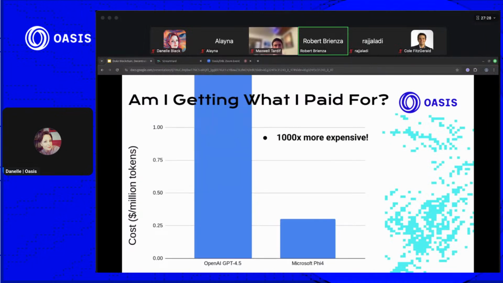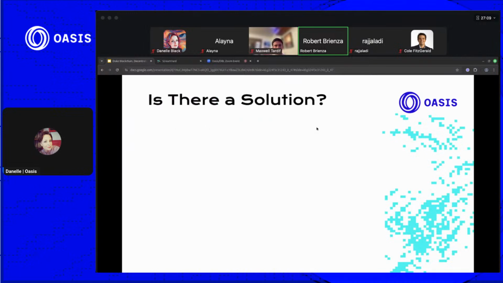1,000x difference in cost. So if I'm paying for the one on the left, I want to not be getting the one on the right, because that would really be unfortunate for me. I would be wasting my money and getting inferior results and an inferior product. And again, there's no real way with these centralized providers to ensure I'm actually getting what I paid for.